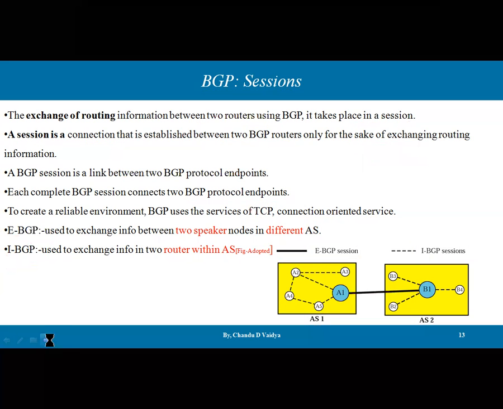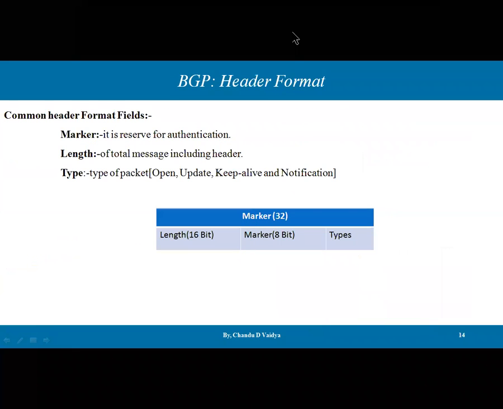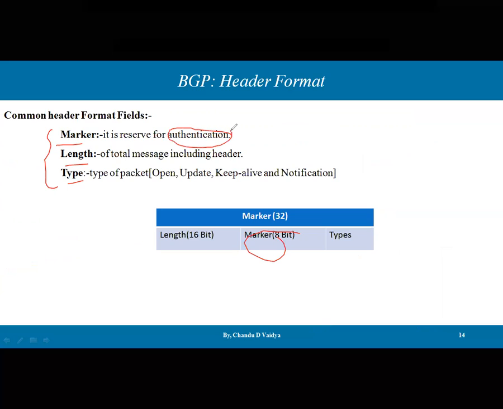After that, discussing the session, we have the format of this BGP protocol. There are only three fields available. The very first is the marker, second is length, and then type. Marker is used for authentication purposes. As we know, the BGP protocol supports security mechanisms, so all the security-related stuff is going to be stored over here.